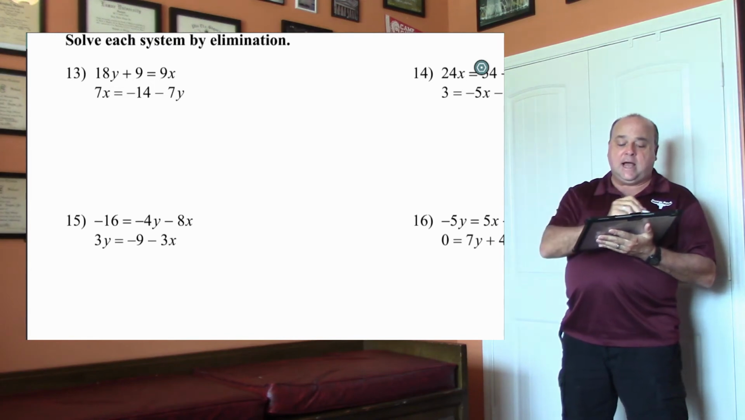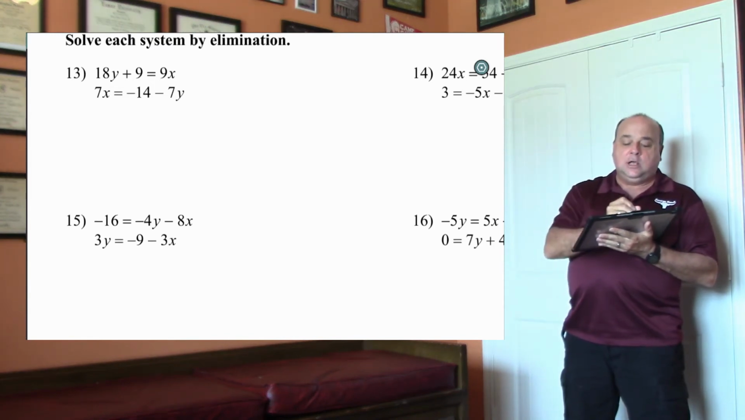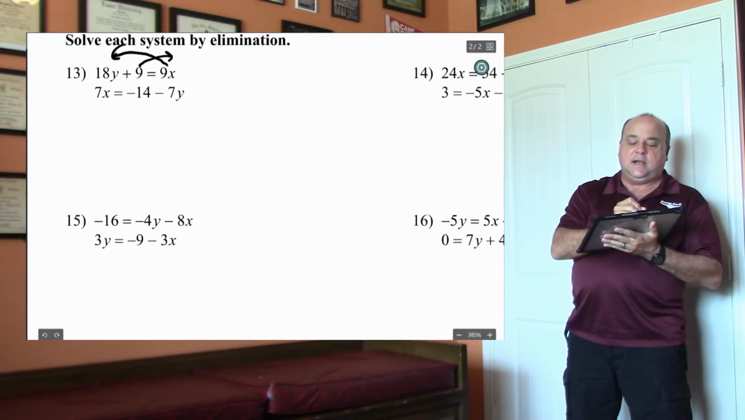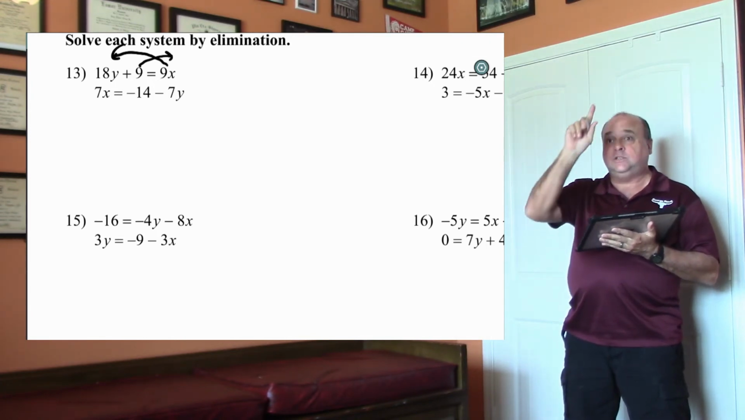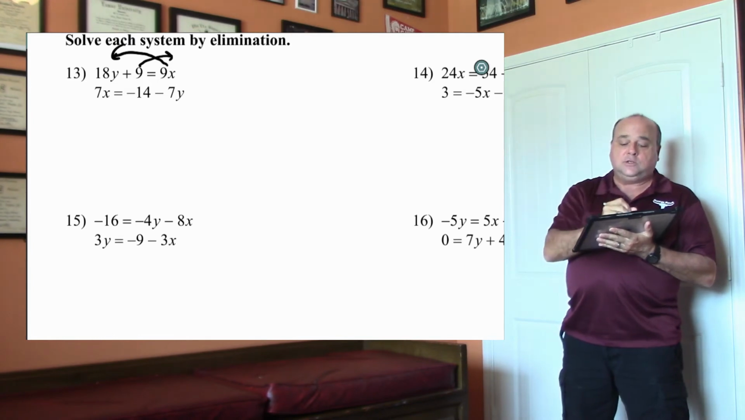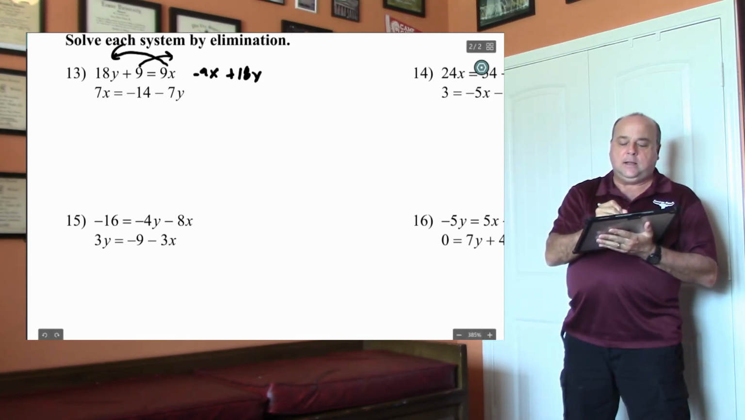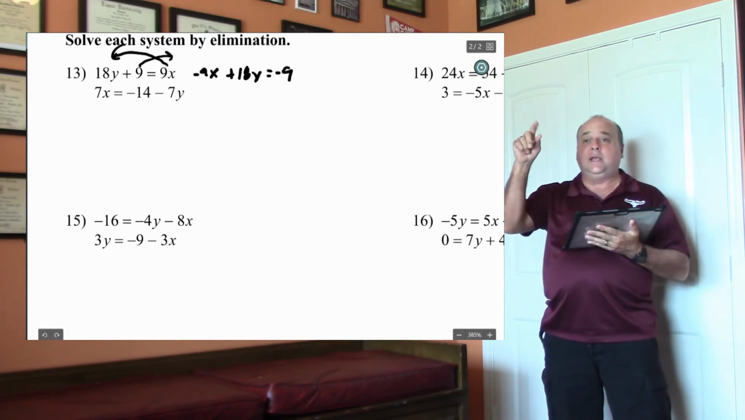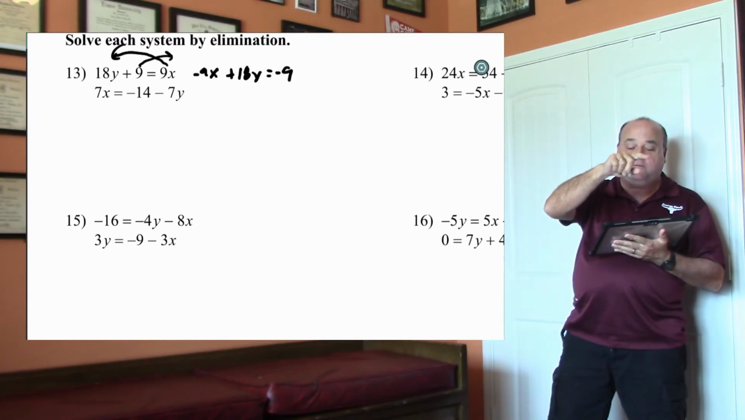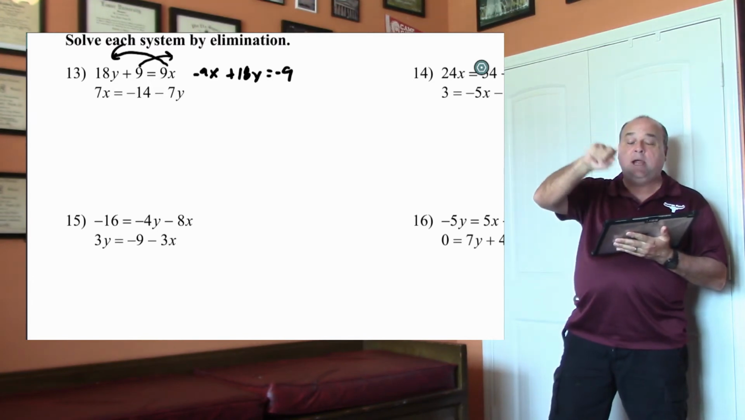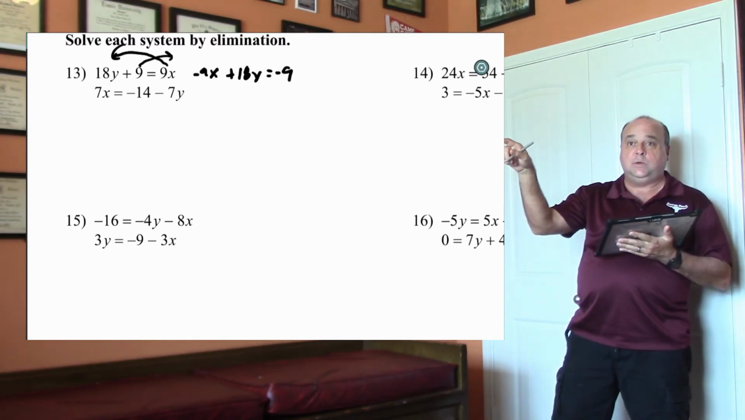On number 13, I want to write the first one in standard. So I'm going to put the 9x over here and the 9 over here. So I'm going to get, it doesn't matter if the x is negative, okay? Just x, y equal a number. So negative 9x plus 18y equals negative 9. So the 18y didn't move, did it? I moved the 9x to the left, so it became negative. The 18y stayed in the middle, and the 9 went to the right, and it switched signs.